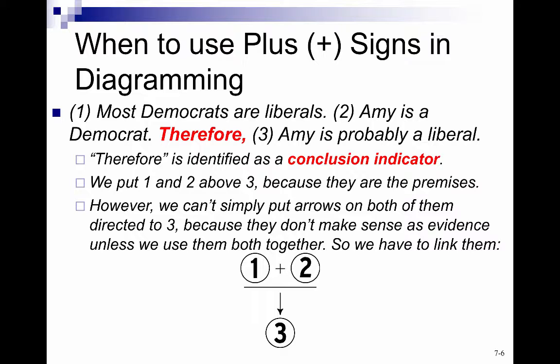Most Democrats are liberals does not directly lead to the conclusion that Amy is a liberal. Neither does the statement, Amy is a Democrat, lead to the conclusion that Amy is a liberal. Those two statements have to be together in order to adequately lead to the conclusion. So you would need to put a plus sign between them to signify that together they lead to the conclusion. Then you put an arrow leading from the two premises together down to the conclusion.